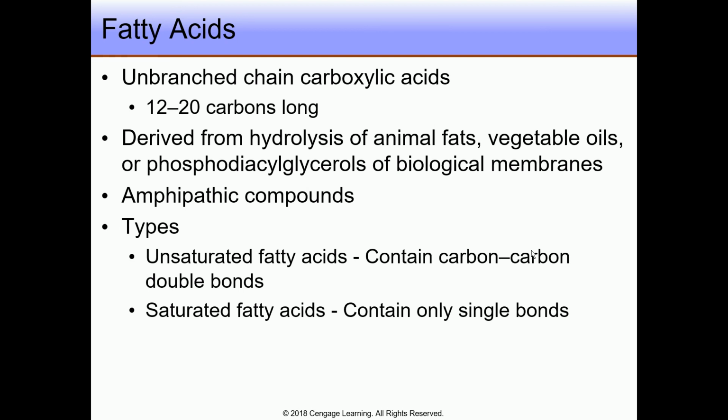Wherever this group is present, like in the amino acids, that's why amino acids are called amino acids, because they have this functional group in them. Similarly, fatty acids are called fatty acids because they are a long chain of carbons and hydrogens, and at the end they have this carboxyl group which is acidic in nature. Because of the presence of this carboxyl group, they got the name fatty acids, containing the word acid. They are unbranched chain carboxylic acids. They are usually 12 to 20 carbons long.